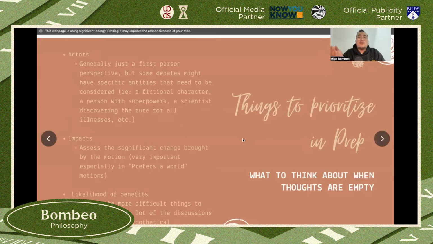Okay, so what are the things to prioritize in prep time when it's a feel motion?